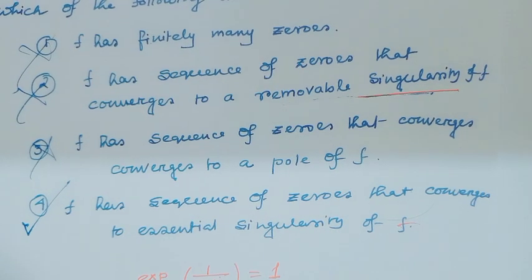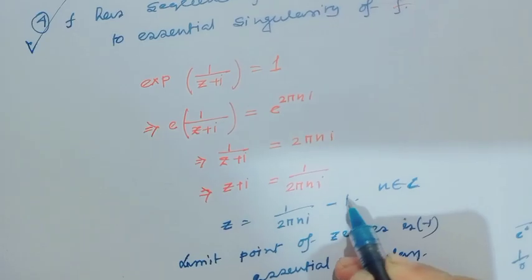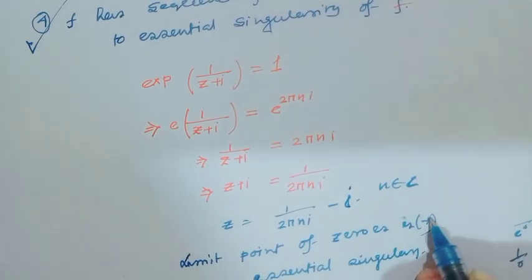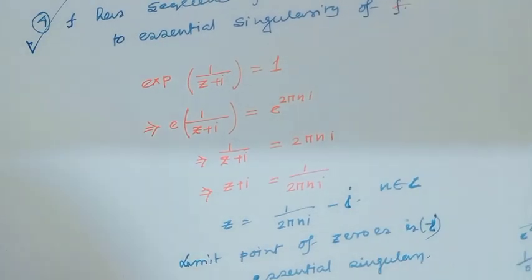I hope all my viewers have understood. I have done one thing wrong. This would be minus i. The limit point of the zeros is minus i.